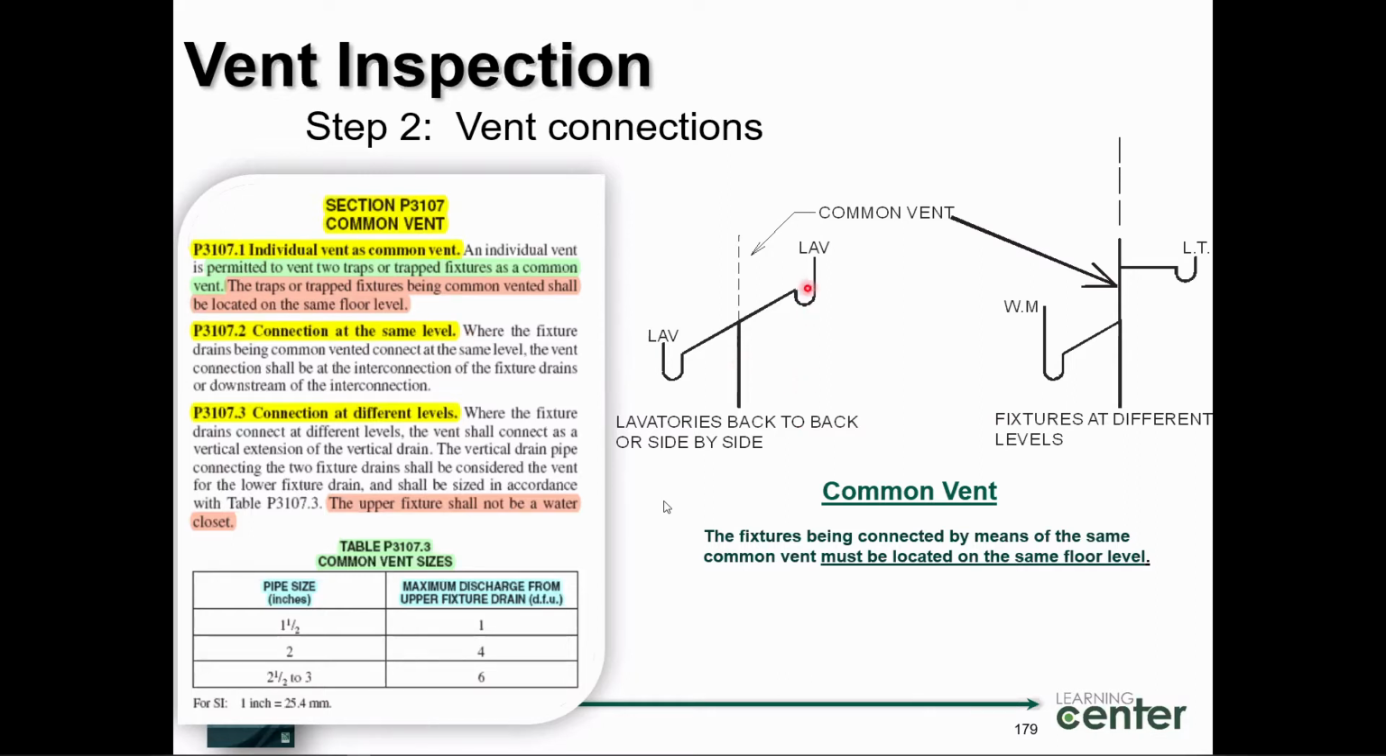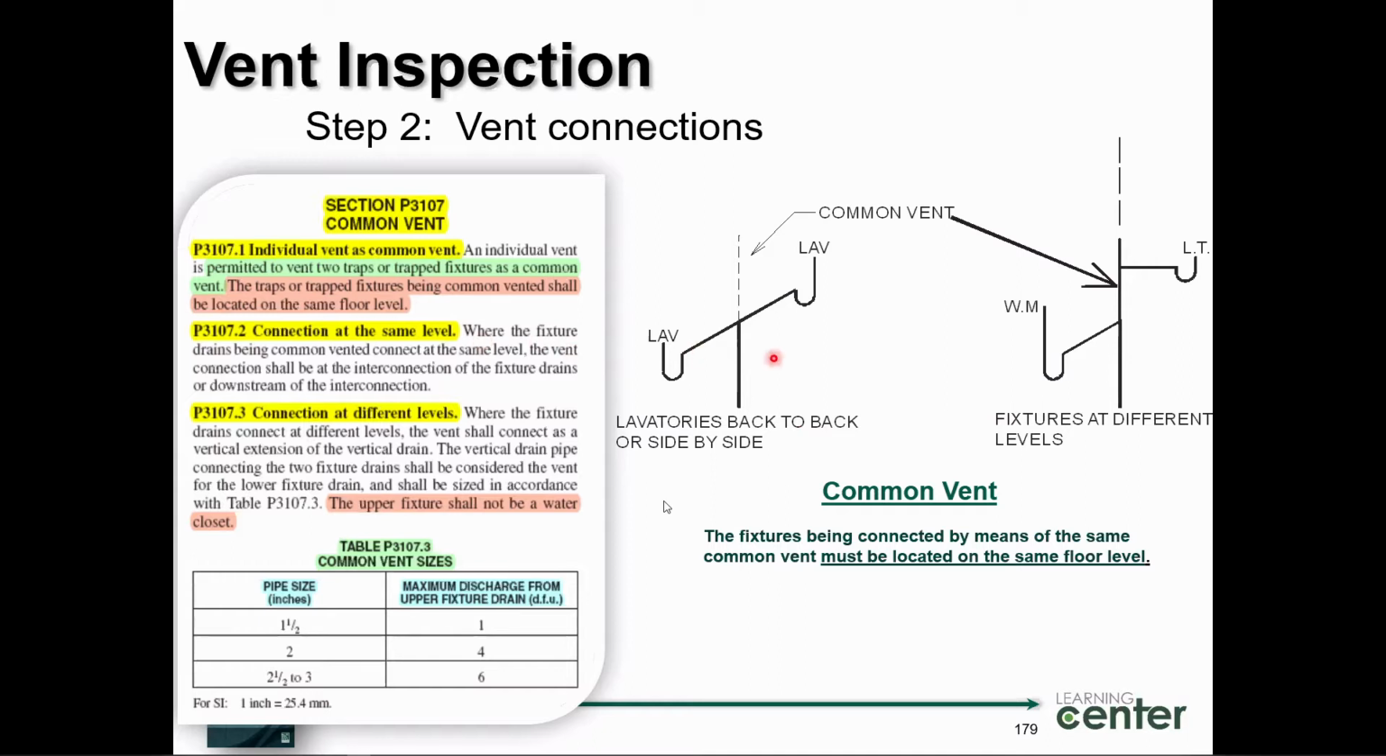I have a lavatory here and a lavatory here. They appear to be on the same floor level, right? Yeah. I have a washing machine here with a standpipe. I've got a laundry tray adjacent to it. They're on the same floor level. That's fine. These are both called common vents. This setup right here is what we call connection at the same level, right? Both of these fixture drains connect at the same level, okay?